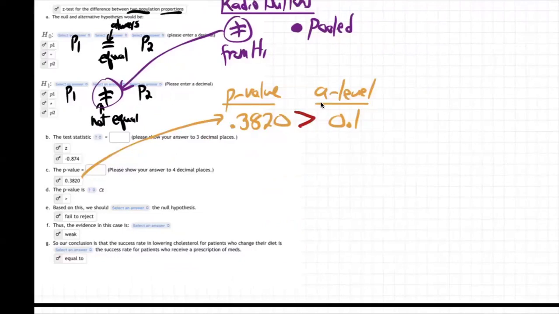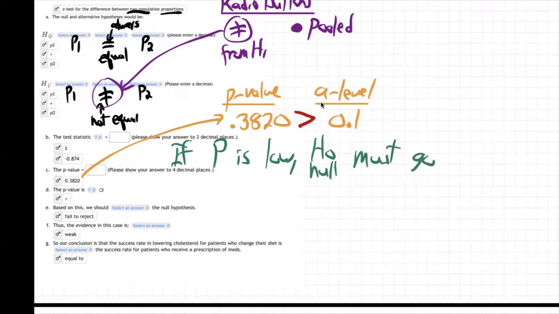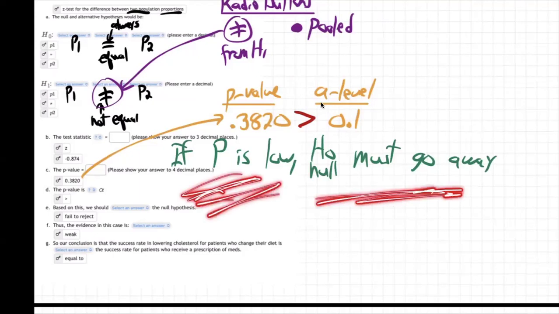Our handy dandy saying that we memorize to conclude these: if the P is low, then the H0, the null, must go, meaning go away. That's the saying you want to have memorized and say to yourself every time you finish a hypothesis test. If the P is low, the null must go.